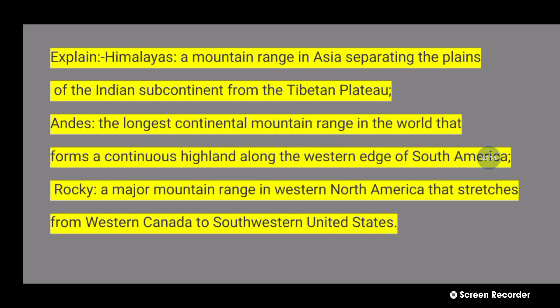52 number question, explain. Himalayas, a mountain range in Asia, separates the plains of the Indian subcontinent from the Tibetan plateau. The Andes is the longest continental mountain range in the world, also forming a highland along the western edge of South America. The Rocky is a major mountain range in western North America that stretches from western Canada to the southern United States.